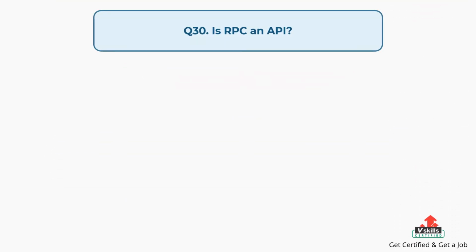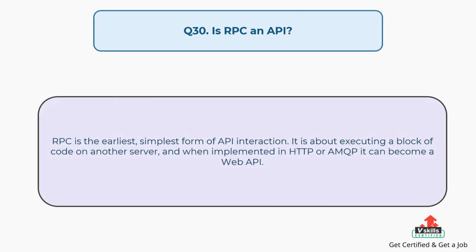Question number 30. Is RPC an API? The answer is: RPC is the earliest, simplest form of API interaction. It is about executing a block of code on another server, and when implemented in HTTP or AMQP it can become a web API.